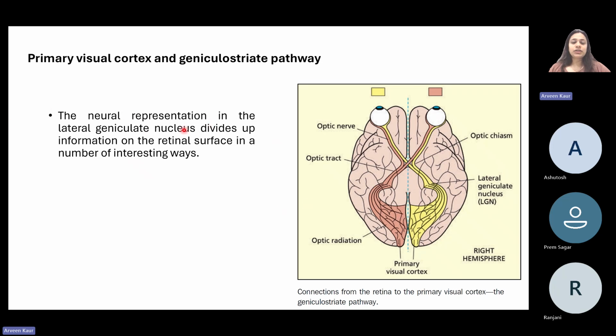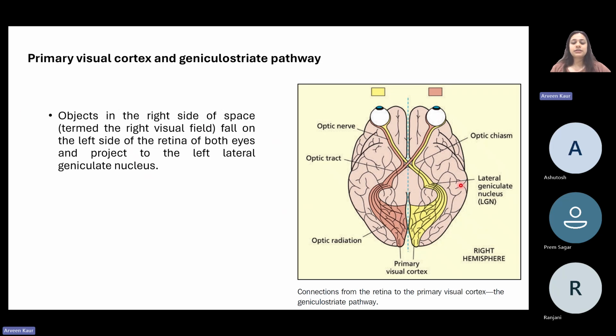The neural representation in the LGN divides up information on the retinal surface in a number of interesting ways, right? You can see that some information from this eye is coming to this part of the brain, some is going to the other part of the brain. So it is dividing it in a specific manner.